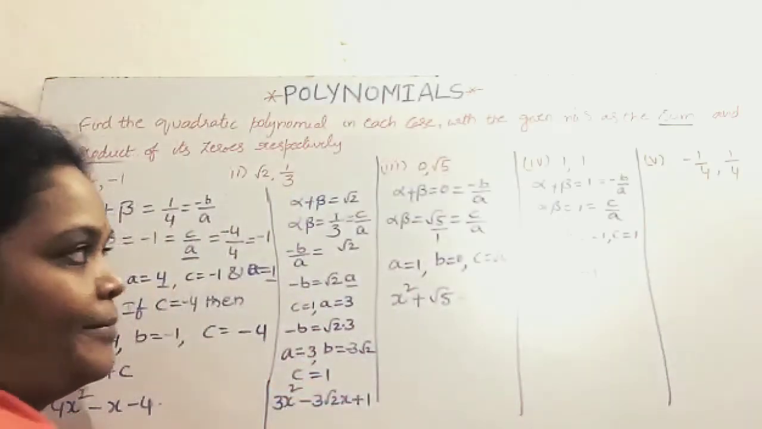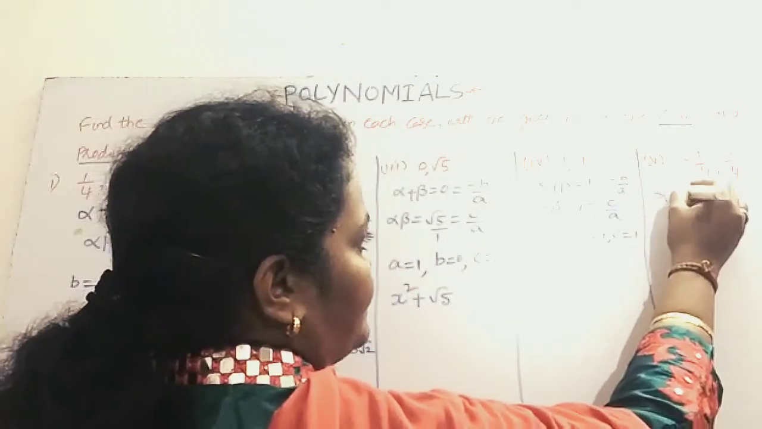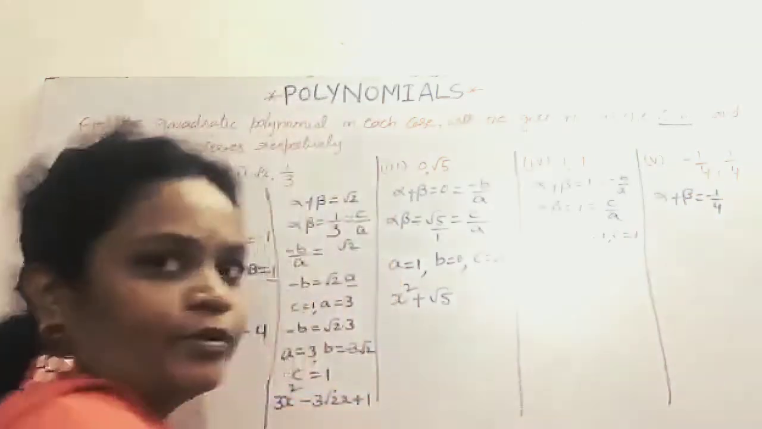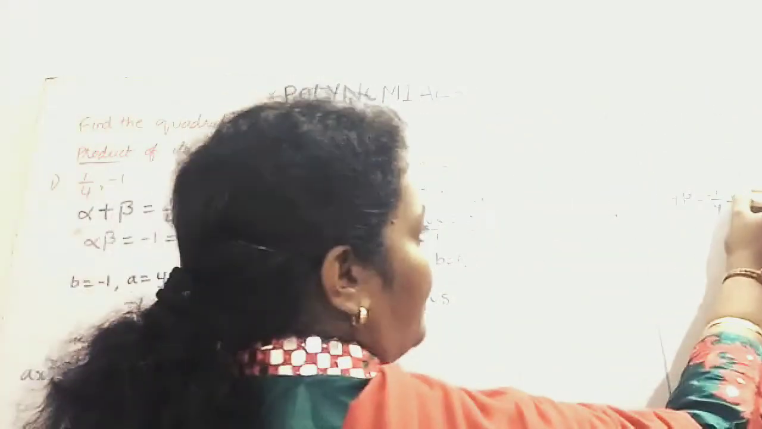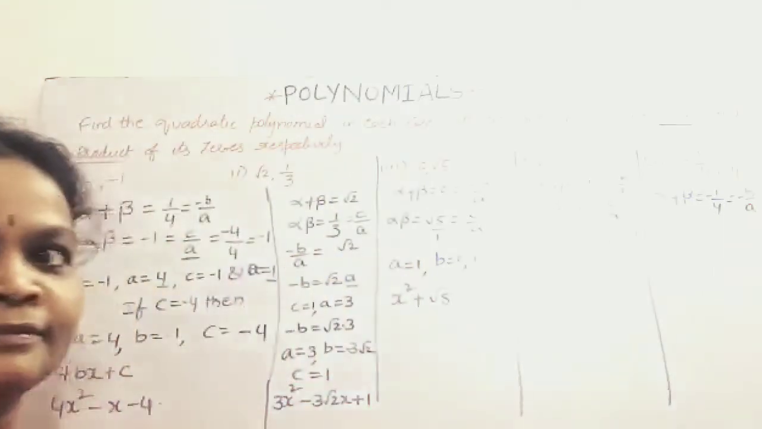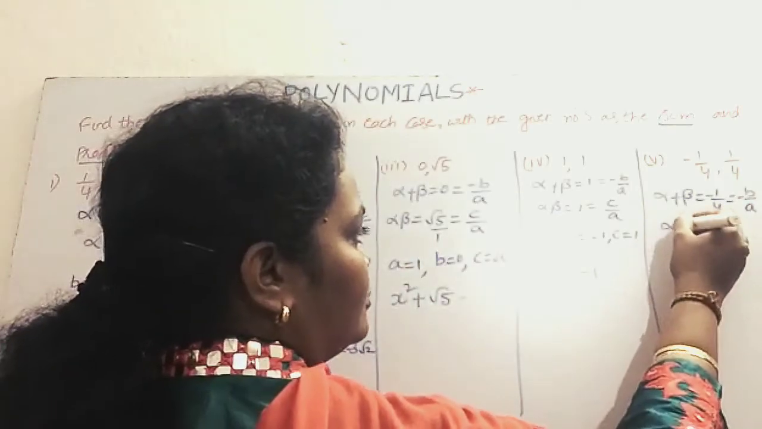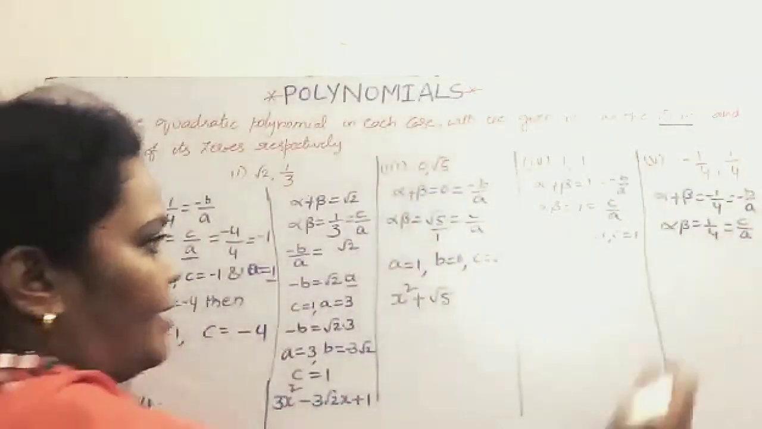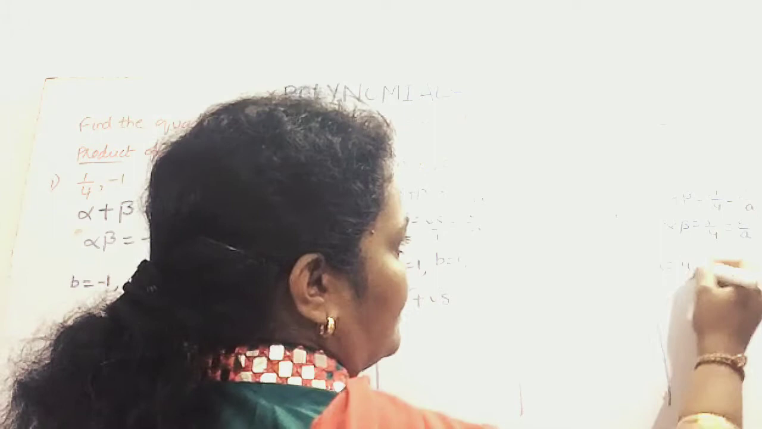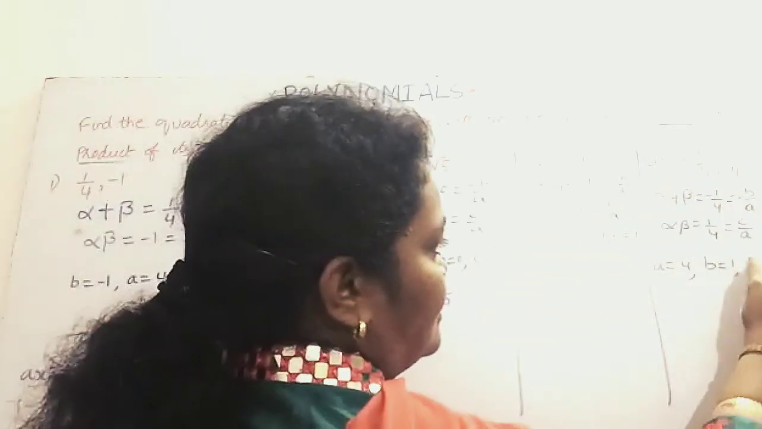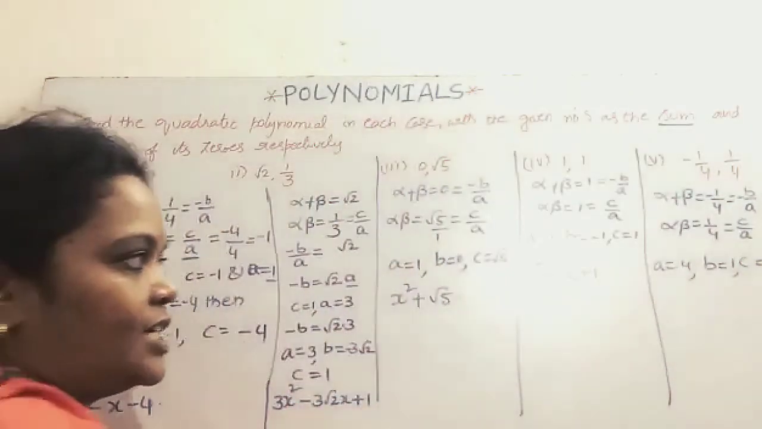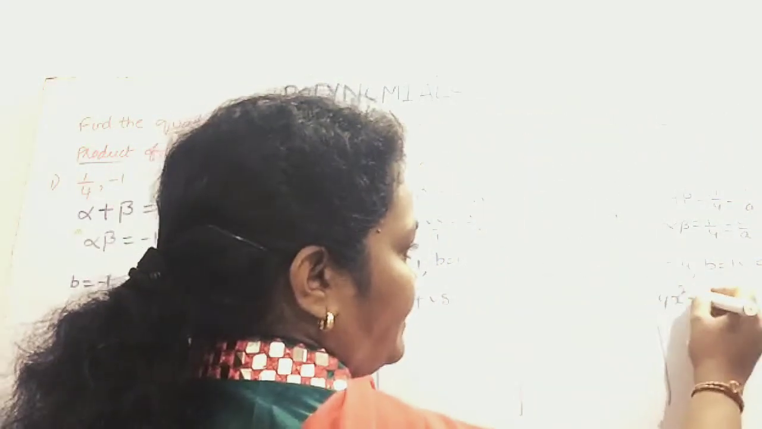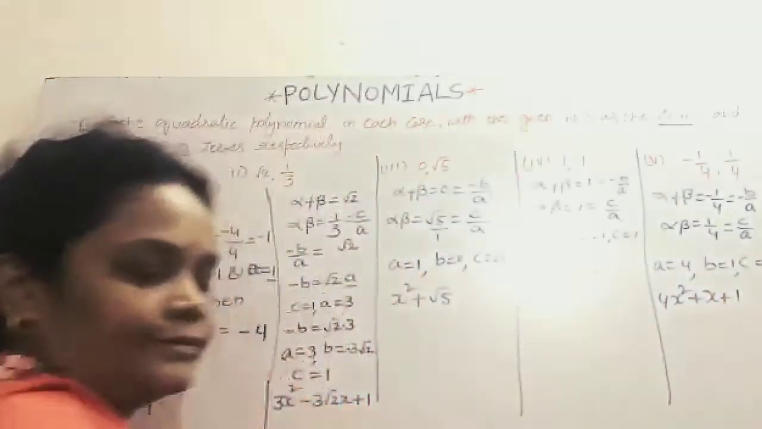And the next one is minus 1 by 4 comma 1 by 4. So alpha plus beta is equal to minus 1 by 4, that is equal to minus b by a. And next alpha beta equal to 1 by 4, that equal to c by a. So here a equal to 4, b equal to 1, c equal to 1. So what is the equation? 4x square plus x plus 1.